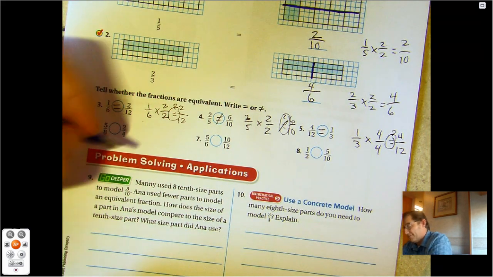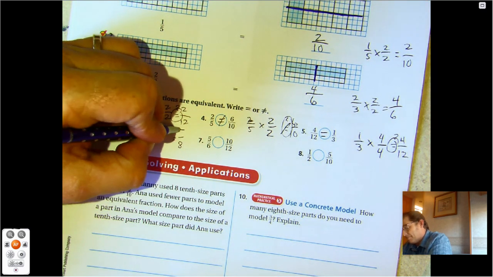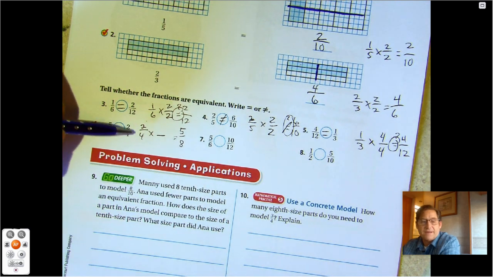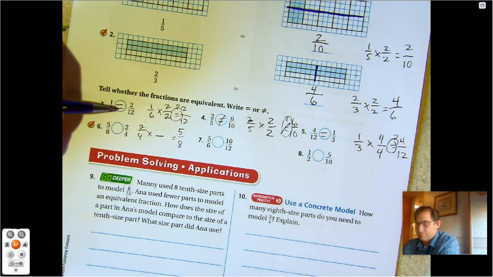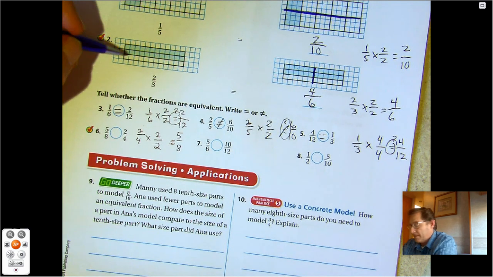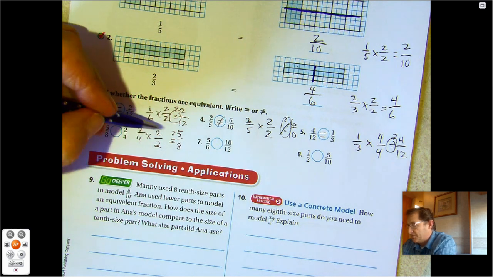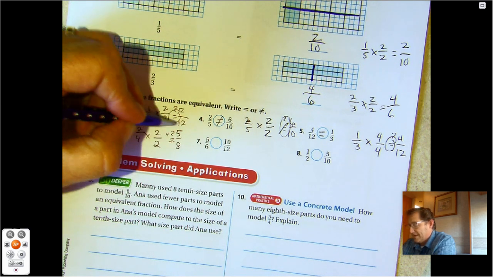2/4 and 5/8. What can I multiply fourths by to get eighths? 2. Okay, so I'm doubling the number of parts. 4 times 2 is 8, and 2 times 2 is 4. Oh, 4 does not equal 5.